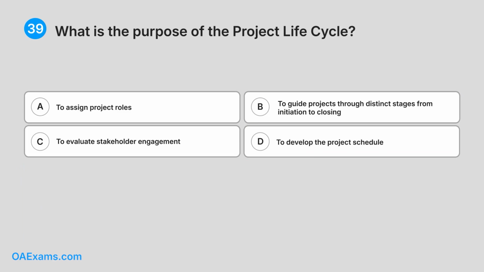39. What is the purpose of the project life cycle? A. To assign project roles. B. To guide projects through distinct stages from initiation to closing. C. To evaluate stakeholder engagement. D. To develop the project schedule. Do you know the answer?